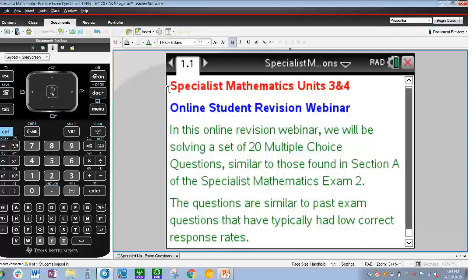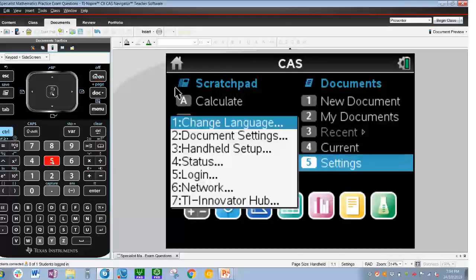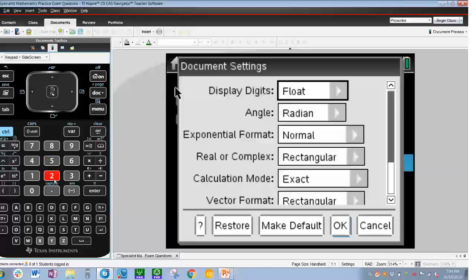Before we get started, it's always good to double check our calculator document settings. I'm going to head back to the home screen by pressing the on button, then press 5 for settings, and then 2 for document settings. For specialist mathematics, the display digits can be float or fixed. It's really up to your preference. I like to keep them in float. With angle, it's incumbent that you keep it in radians mode. Most of the trigonometric calculations we do will be in radians.